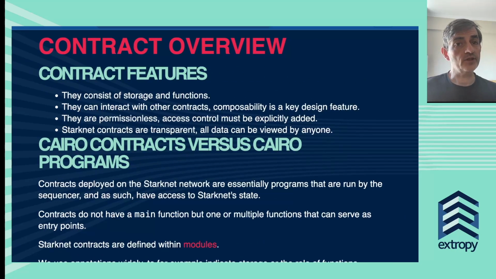So, features of a contract: they consist of storage and functions. They can interact with other contracts, and composability is a key design feature for blockchains. We see this particularly in decentralized finance applications. Contracts are permissionless, and so this means that the access control that we want to have in our contract must be explicitly added by the developer. Of course, when we're auditing the contract, looking at access control is going to be a vital part of that.